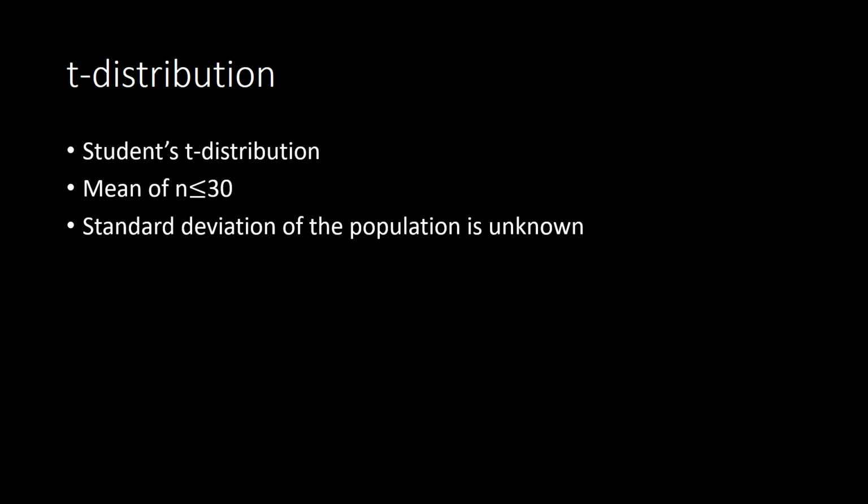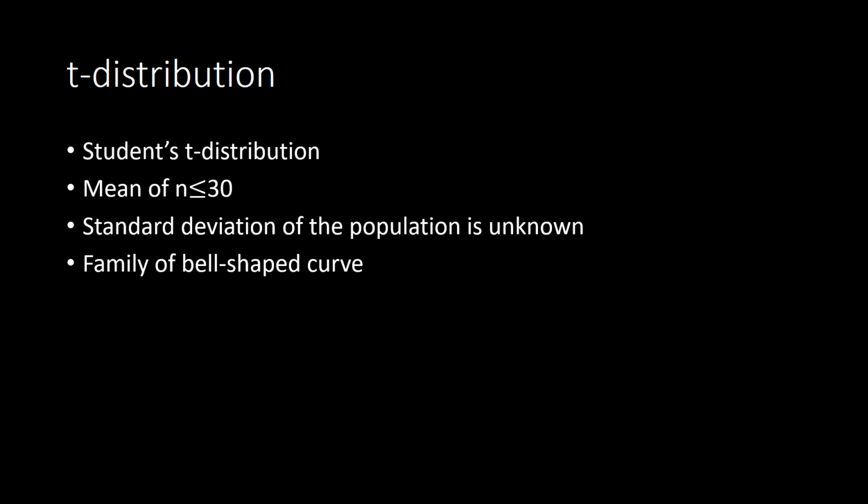So when the two conditions are given, then more likely you are going to make use of the t-distribution to analyze or to solve a certain problem. So again, if the mean is given, which comes from a sample which is less than or equal to 30, and the standard deviation is unknown, then you have a great opportunity of using the t-distribution.